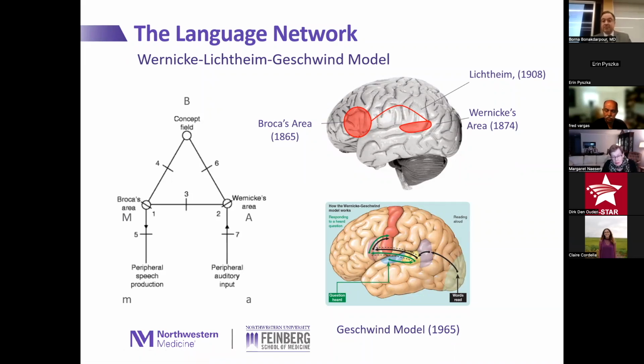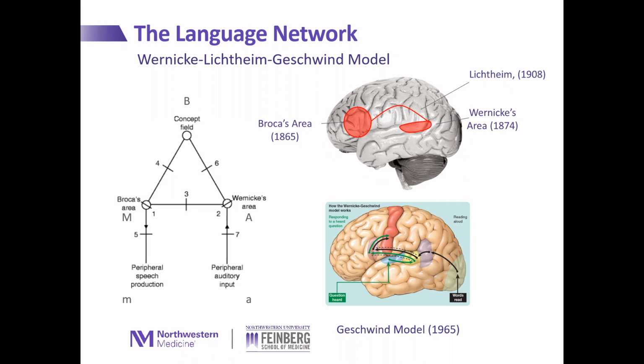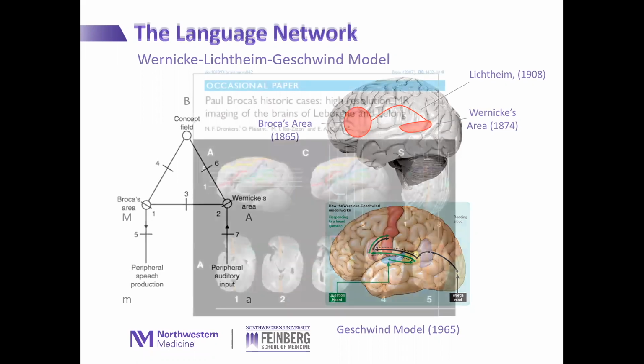Describe the connection between the two areas via the arcuate fasciculus, and then the concept, which is still intriguing. There's this other node that connects with both areas, and you'll see we still figure out that that's the case. And then the model got a little better after Geschwind added more to it, talked about the reading and writing, the role of the occipital lobe, of the auditory cortex, motor cortex. So as you see, the language network became more and more complicated.